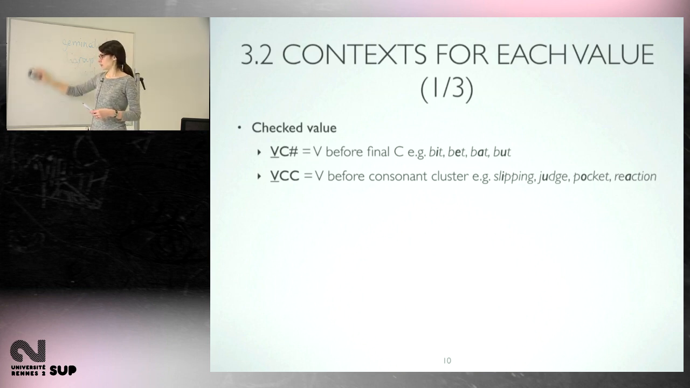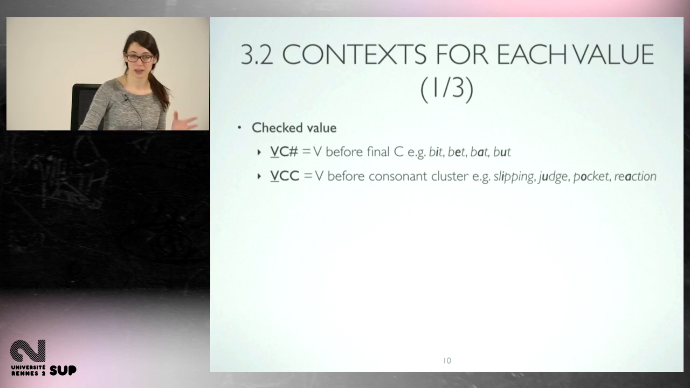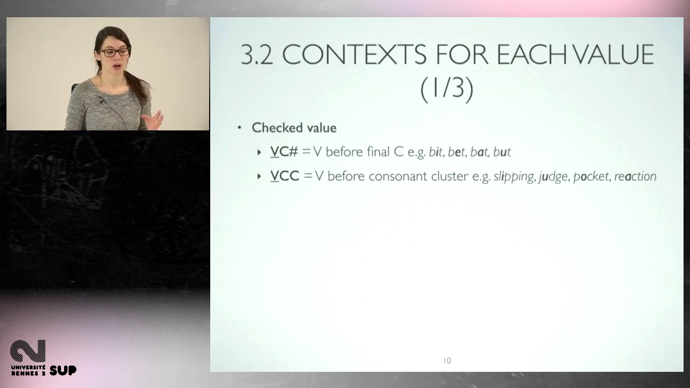Right, so that's what you need to remember. So we've seen what there was to say about the checked value. The two main contexts for the checked value of a vowel are these two contexts: when the vowel occurs before a final consonant, or when the vowel occurs before a consonant cluster, that is at least two consonants, whatever the position of the vowel in the word. This is an important point, and that's why the second rule is so powerful. It's powerful because it does not only cover words where the vowel occurs at the end of the word, it works for all words where the vowel is followed by a consonant cluster.